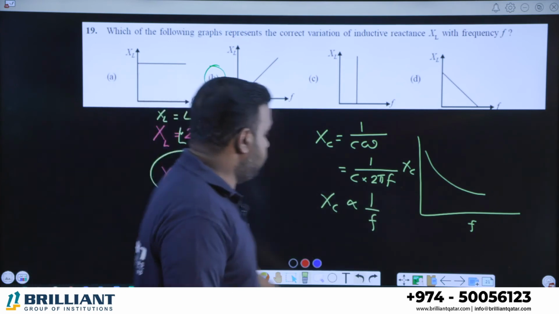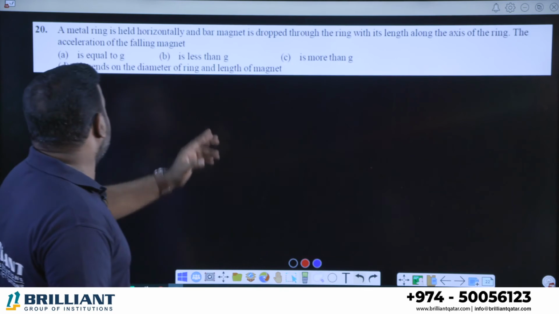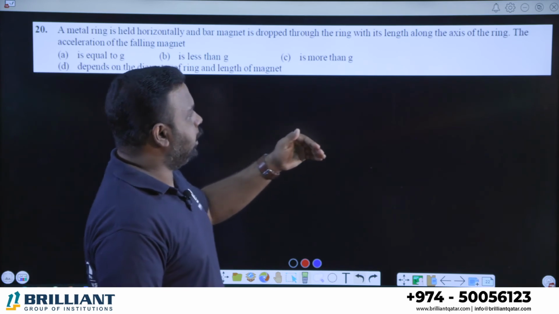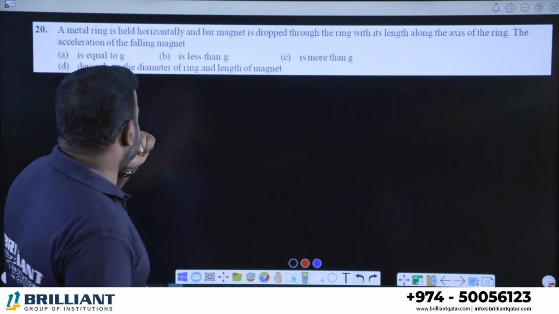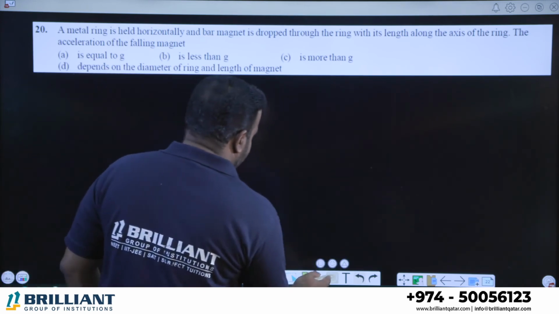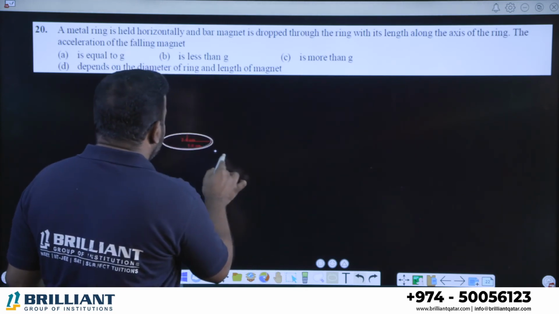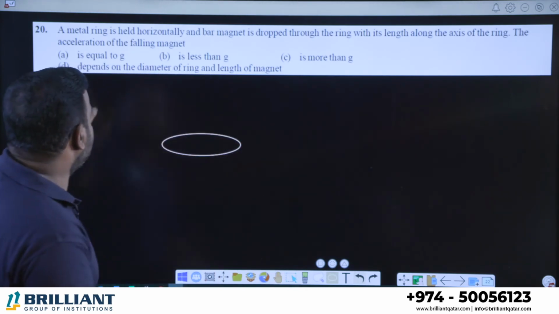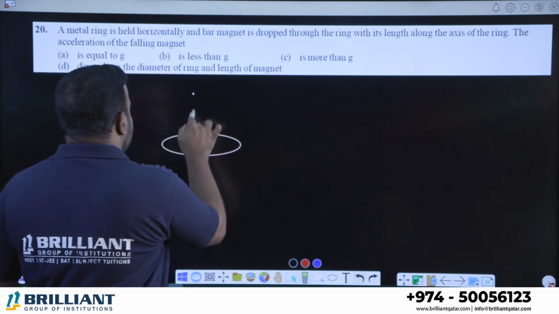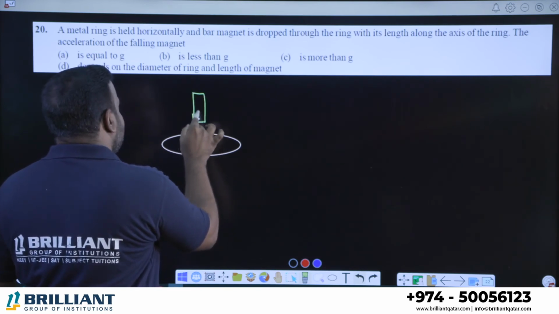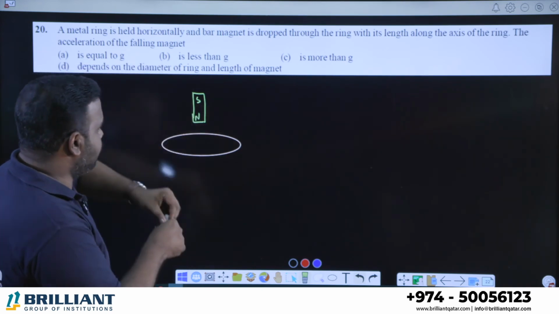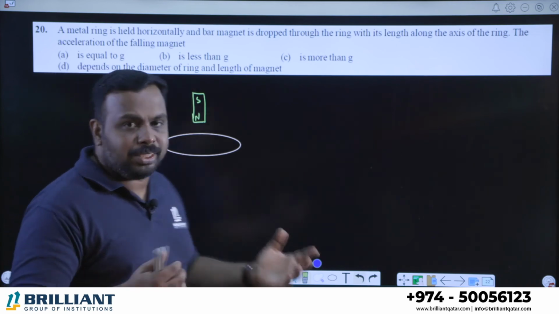Right. Next question, question number 20. A metal ring is held horizontally and a bar magnet is dropped through the ring with its length along the axis of the ring. The acceleration of the falling magnet is... It's again a repeat type question from Lenz's law. It's actually from EMI. There is a metal ring held horizontally, and through this ring a bar magnet, north and south, is dropped with its length along the axis. Then what they're asking is, what will be the acceleration of the magnet?